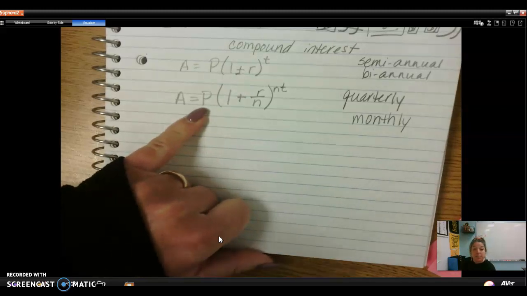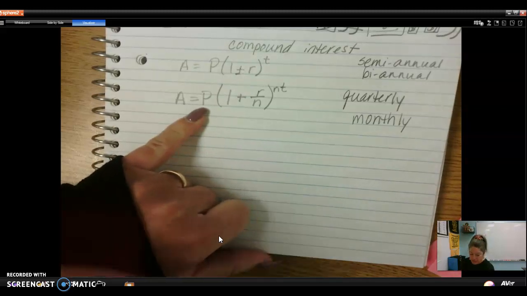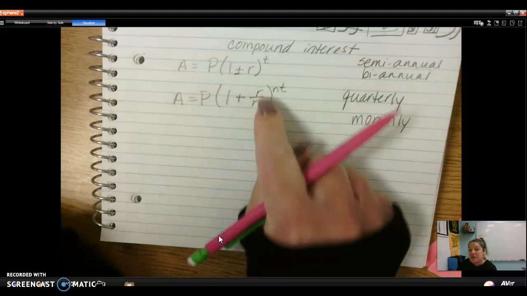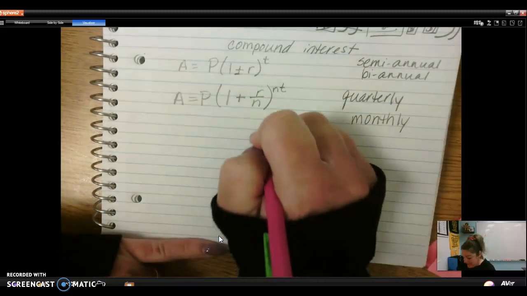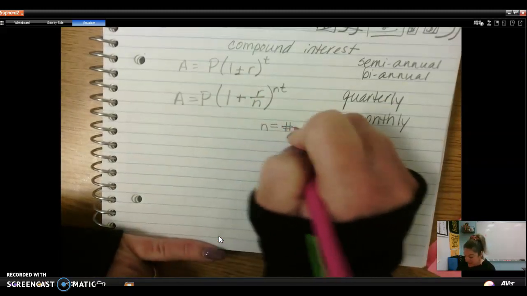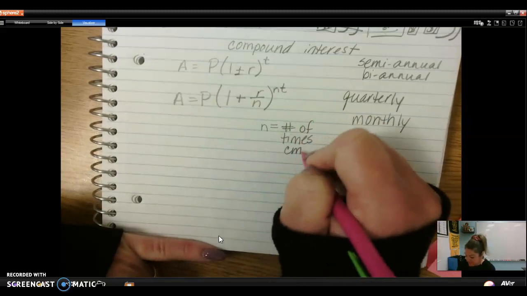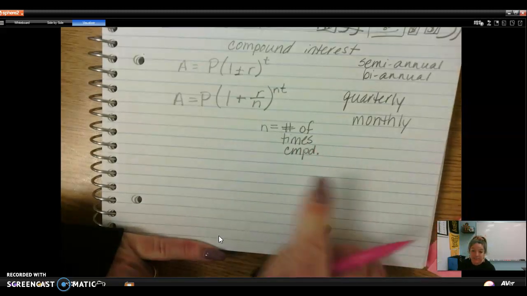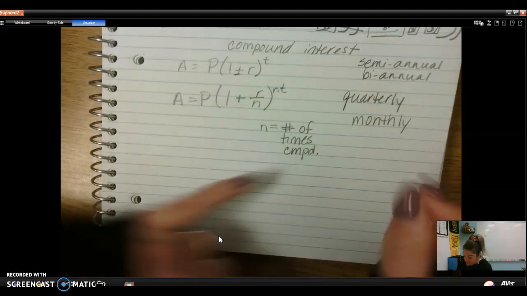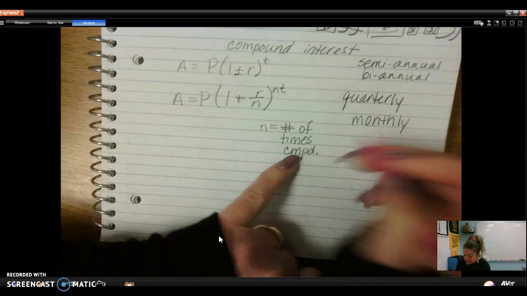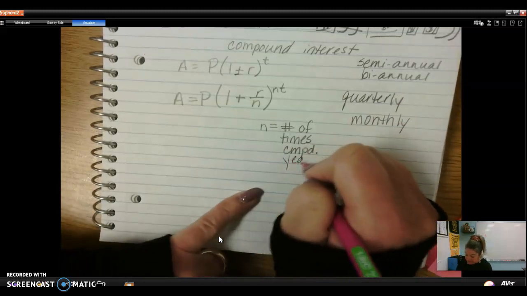P is the principal amount. That's the amount that you start with. R is still the rate, but what changes is n. So n is the number of times it gets compounded. By the way, this is my abbreviation for compound: the number of times it gets compounded a year.